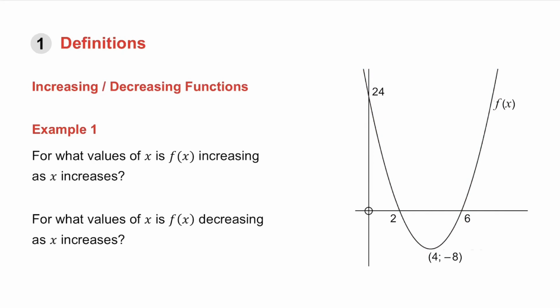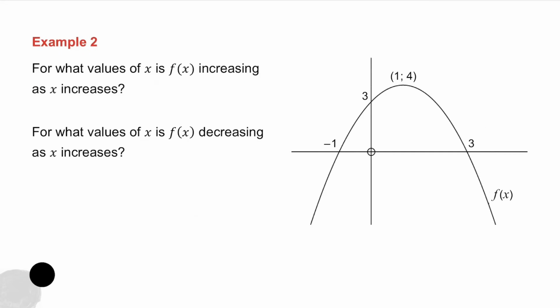So when I ask you for what values of x is f of x increasing as x increases, it means where is it going up? And it's going up there. What are my values of x? Well, x is greater than 4, which is the x value at the turning point. If I ask you for where is it decreasing, it's where is the graph going down. So where is the graph going down? There. So what are my values of x? It's when x is less than 4.